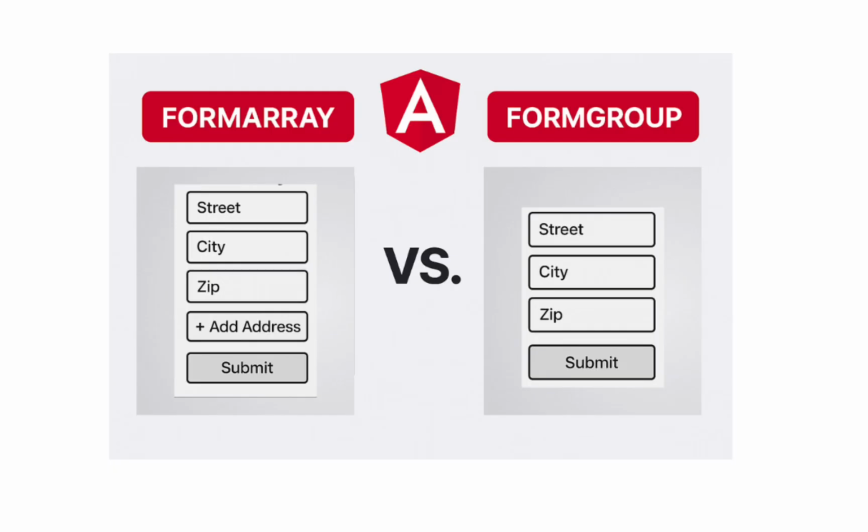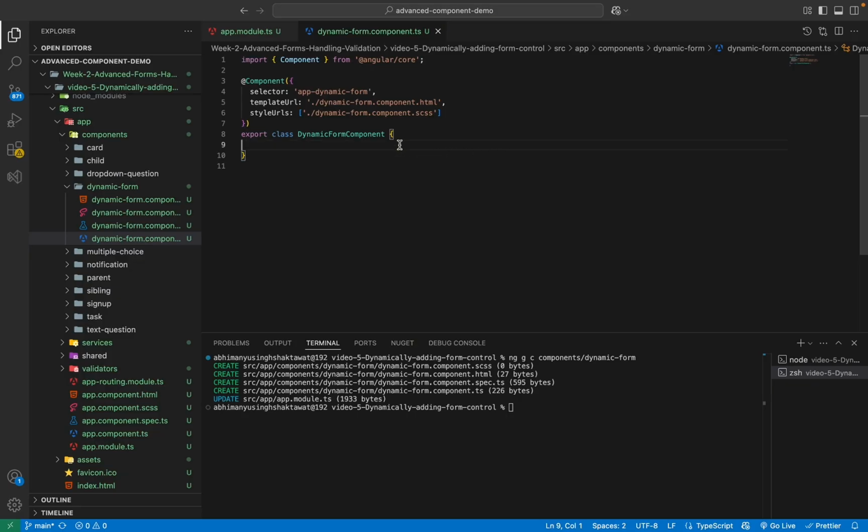So the question must arise, why do we use form array and not just form group like how we have been using it, right? A form array is a dynamic collection of form controls. Unlike form group, it allows us to add and remove controls dynamically, which form group doesn't. So what we will do is start by defining our form structure inside the component.